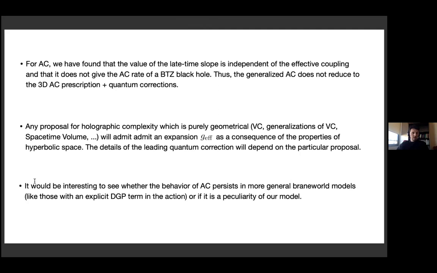So lastly, it would be interesting to see whether this behavior for action complexity persists in more general brane-world models, like those in which the action of the brane in the bulk has an explicit DGP term, or whether this behavior is a peculiarity of our model. So that's it.